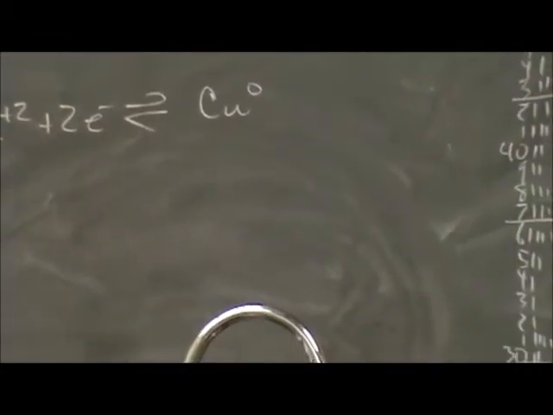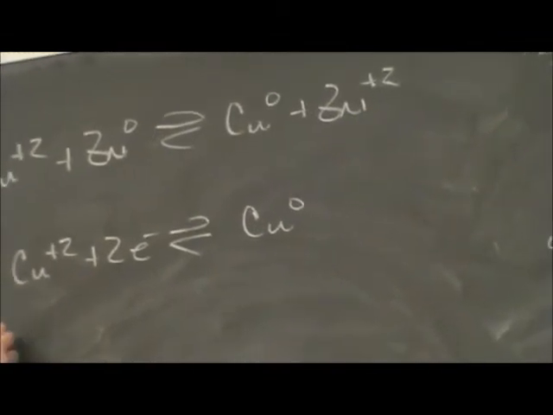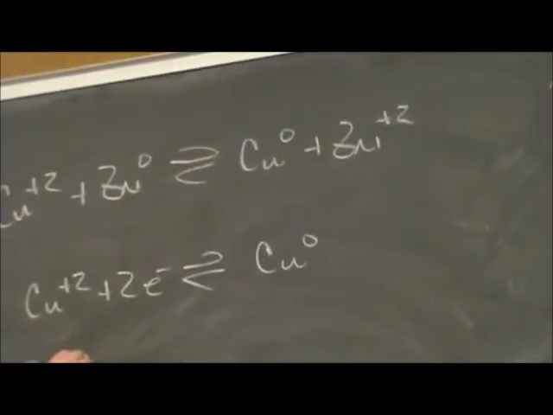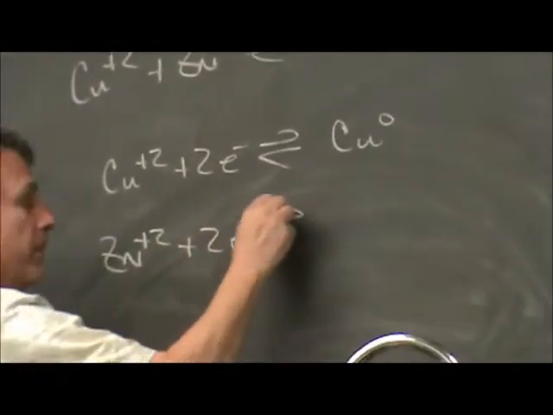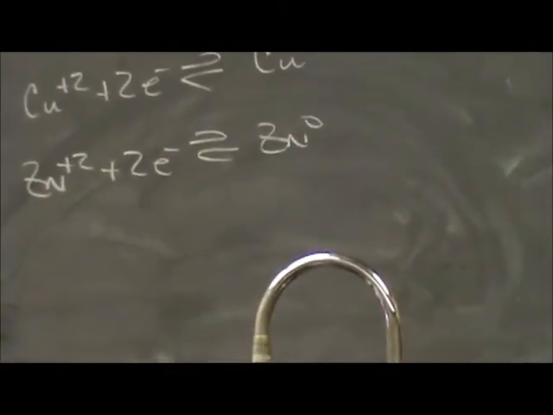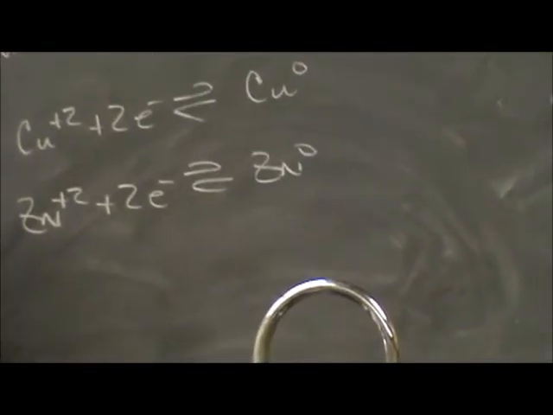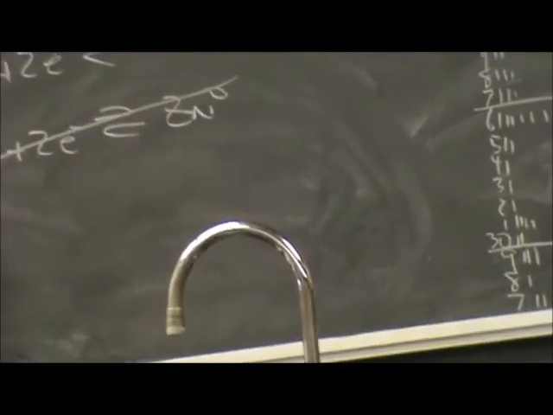Now we need a half reaction that involves zinc. What does it look like? It looks very similar. It looks like this, doesn't it? But of course we need to turn that around, don't we? Because the zinc is being oxidized. So I'm just going to swap ends here.